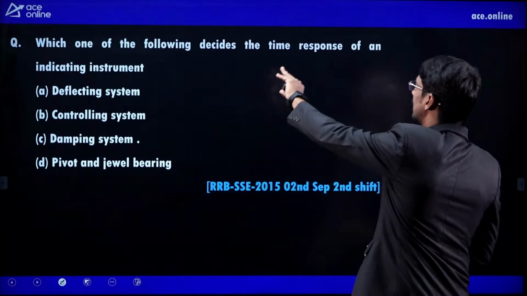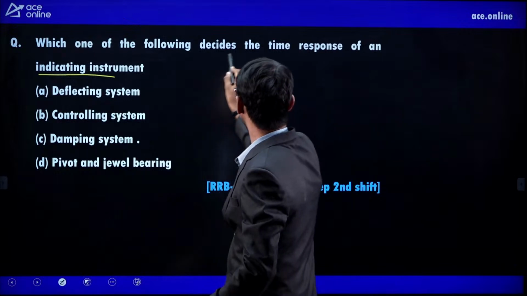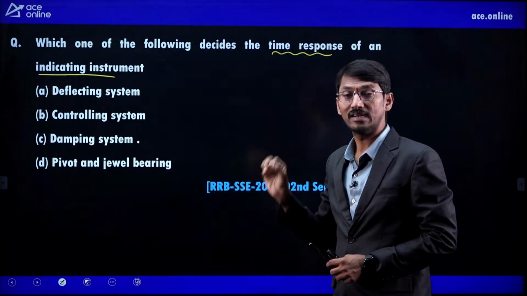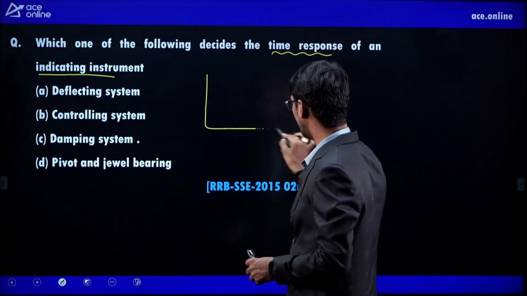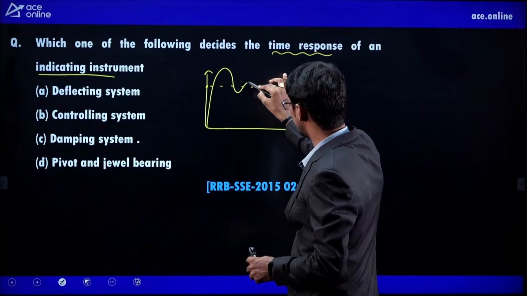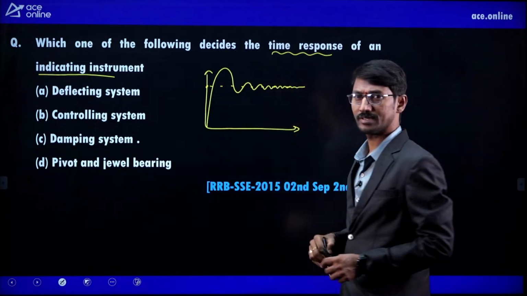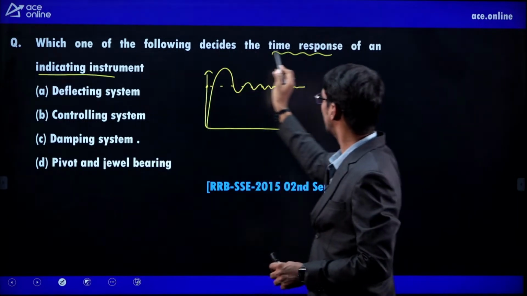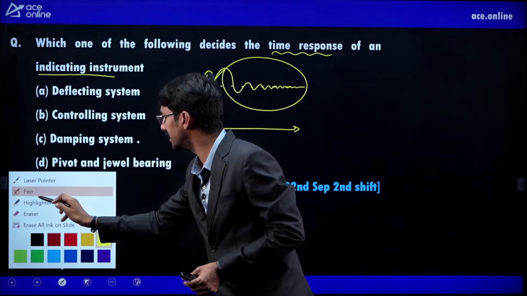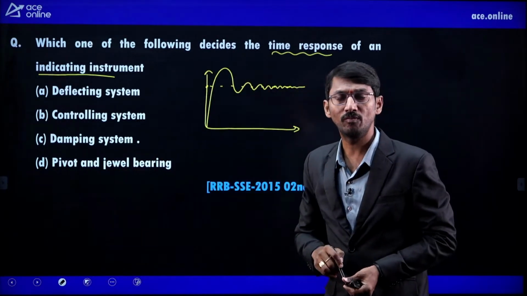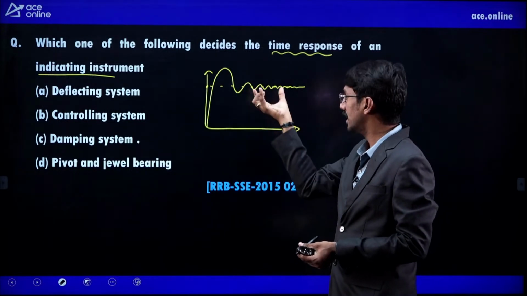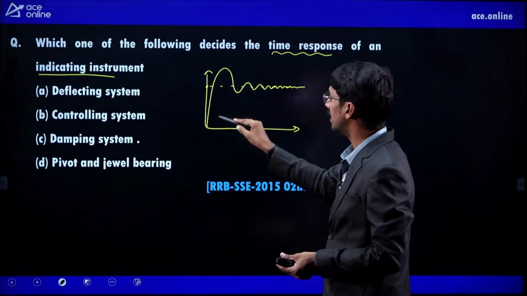Which of the following decides the time response of an indicating instrument? Guys, suppose this is the final position of the pointer. It is moving, making some oscillations like this. If it keeps making oscillations, based on that the time response will be decided. Now tell me how fast it is stopping. All these oscillations must be nullified by providing damping torque. If you provide the damping torque, these oscillations will be nullified, then automatically the response time will be determined.